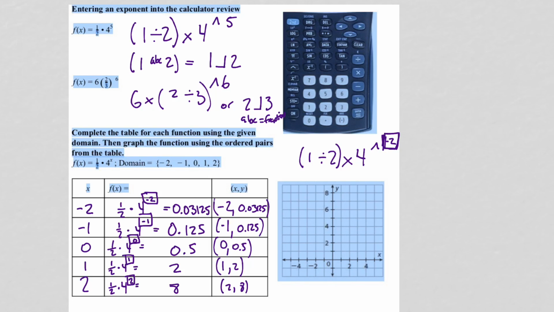And the graph of that is, well, (1, 2) is right there, and (2, 8) is right there, and then you have (0, 0.5), that's like right in there, and then -1 and something really teeny tiny, -2, even tinier. So I'll give you another moment to write that down, and then I'm going to move on to the next example.